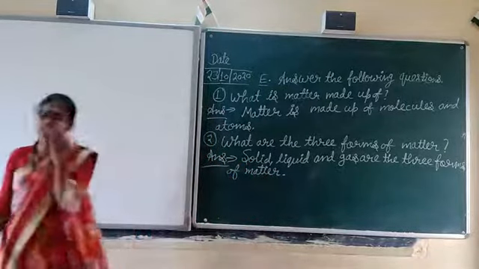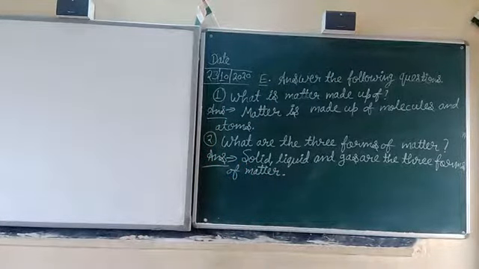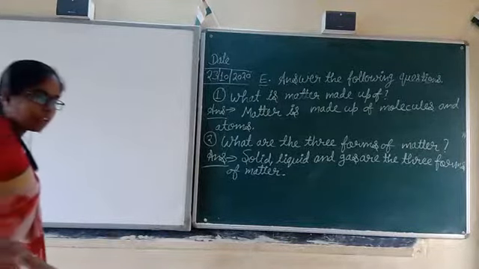I will read the question and answer one more time. By the time you need to complete it. First question is what is matter made up of? And the answer is matter is made up of molecules and atoms. Now question number 2. What are the three forms of matter? And the answer is solid, liquid and gas are the three forms of matter. These both questions are very easy. I hope all of you have written it.